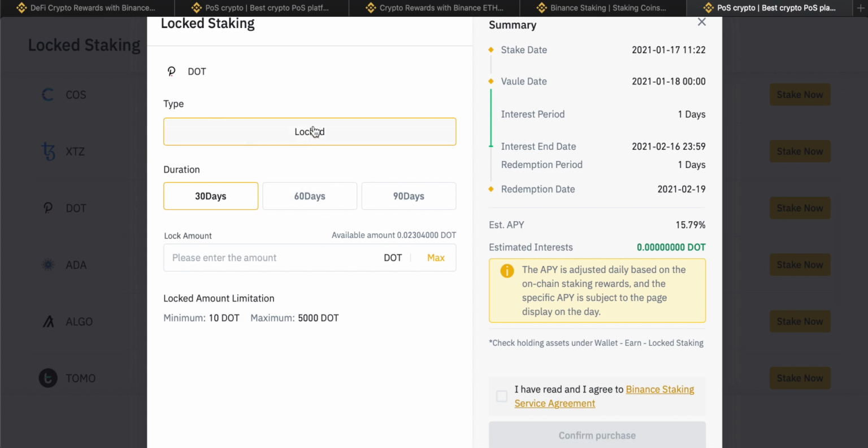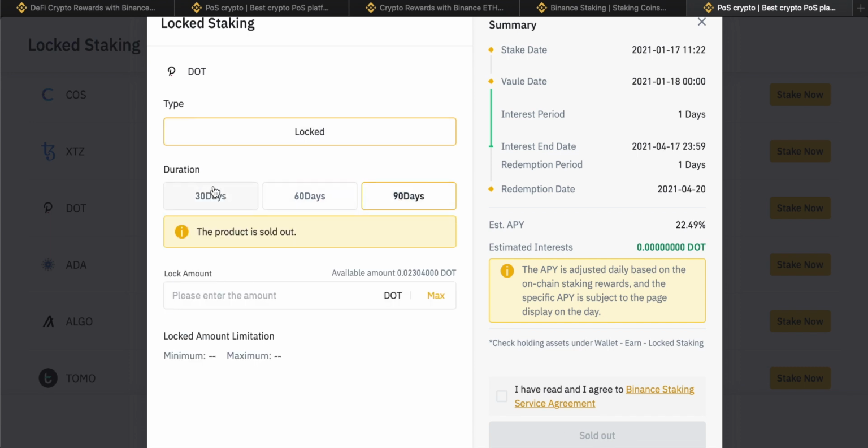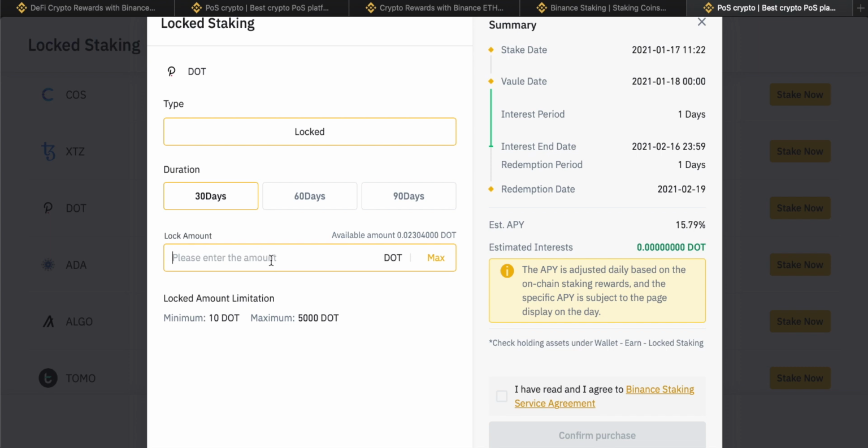So the type is locked. Sometimes you might get flexible staking products like I mentioned. Choose your duration here, 60, 90, or 30 days, and then choose the amount that you want to put on to account. So the minimum is 10, so 10 like this you can see, and the maximum 5,000. Now coming up to the stake date, this will be the date that you are performing it for the first time. This changes every day, so the interest period is 1 day rolling over for 30 days. And then you can see the redemption date definitely is a month after the start date.